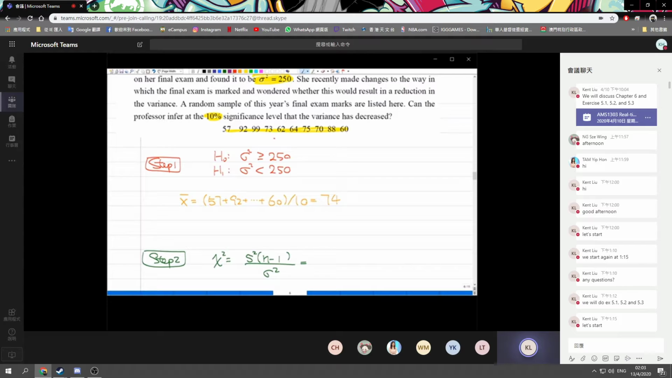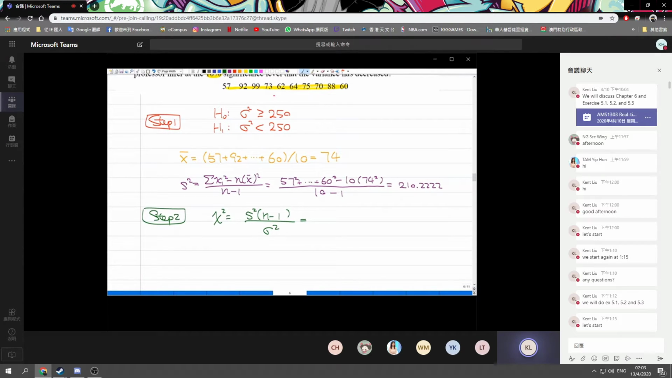And next we have the sample variance. Again, we make use of this formula. So 57 square plus dot dot dot up to 60 square minus sample size times the square of the average. And we divide this by 10 minus 1. And this gives us 210.2222.